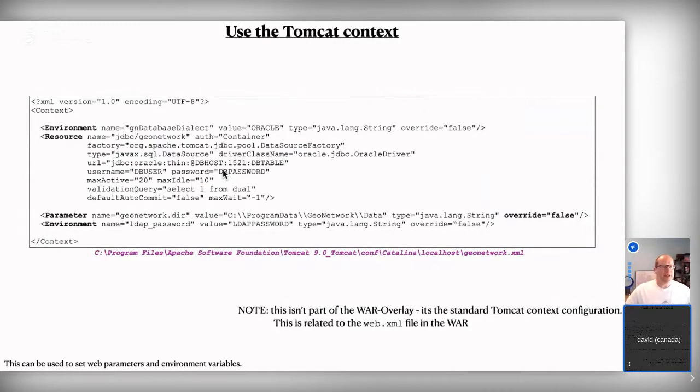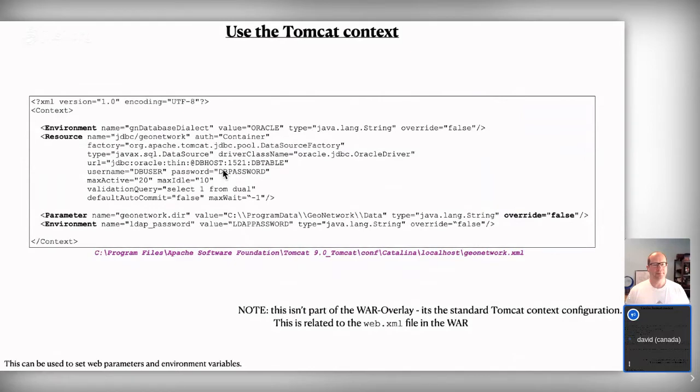So you want to be able to deploy the same WAR both in a test environment and in a production environment. You want to make sure that anything that's specific to the environment is available as one of these parameters here, so you can override. So in this case, you can see we've got a parameter for the GeoNetwork directory. That's an example of something that might be different between a test and a production environment. And by the same token, we've got a resource for the database that GeoNetwork is using.